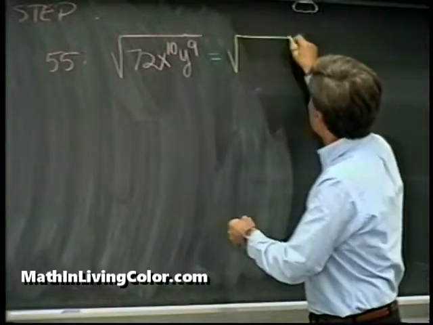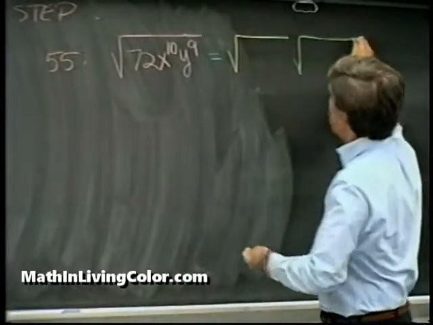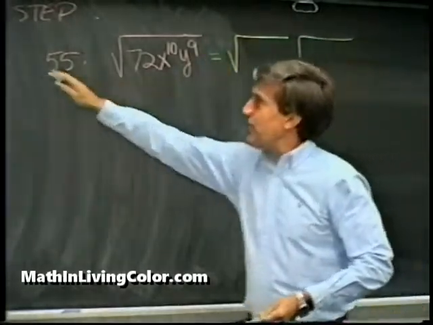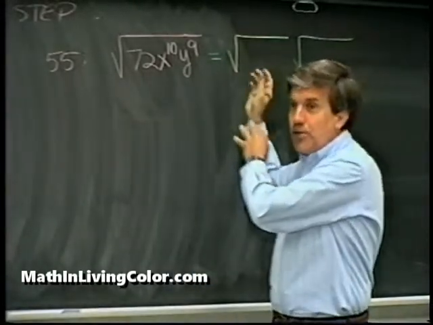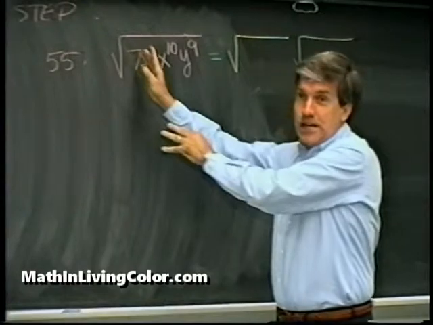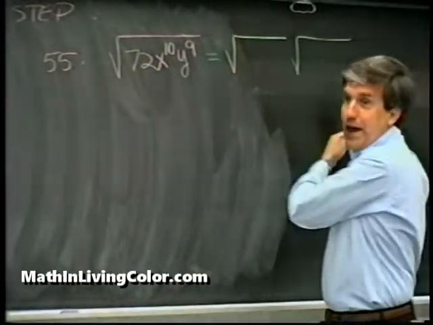Now, what I want to do is write this as two separate square roots, as a square root times a square root. And what I want to do is, step 1, I'm going to sort out the perfect squares to put all the perfect squares up front and everything that's left over in the back.